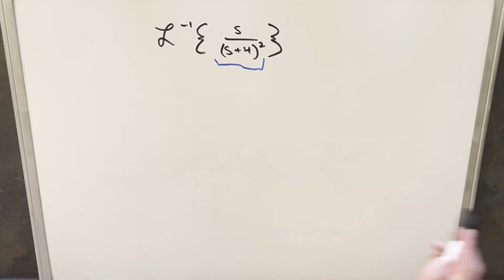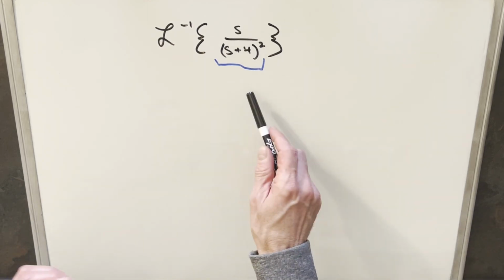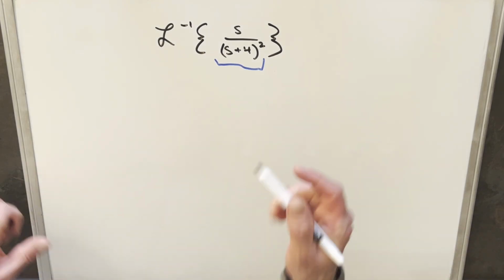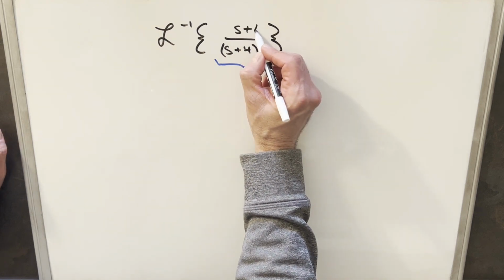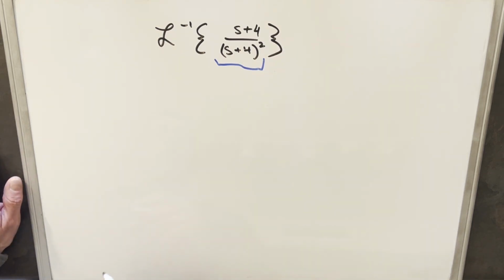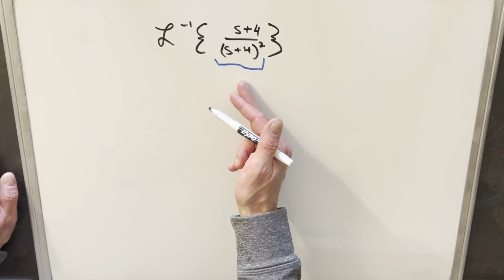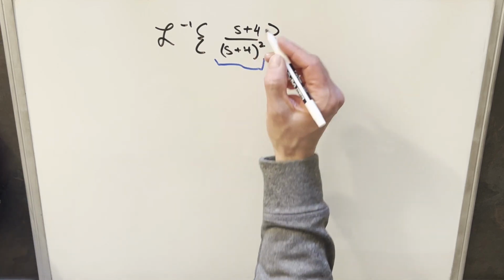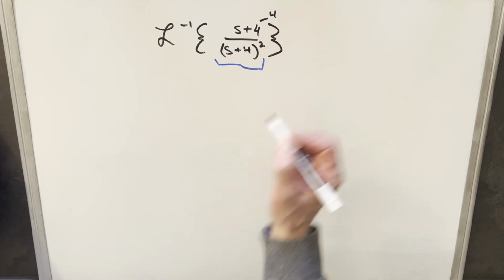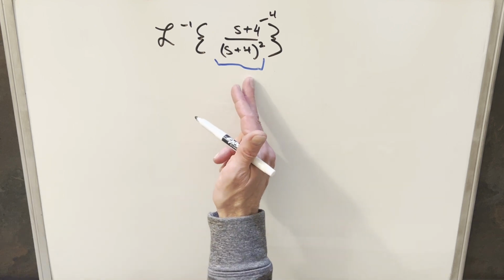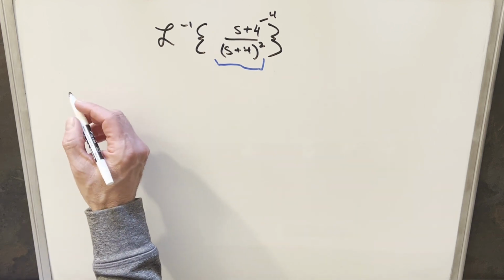What we can do is actually manipulate the numerator to get some simplification. I think it would be nice if we had s plus 4 here in the numerator, because then we'd have cancellation. Well, we can't just do that, but if I subtract 4, now we're adding 0. So doing it this way, I can split this up into two Laplace transforms.